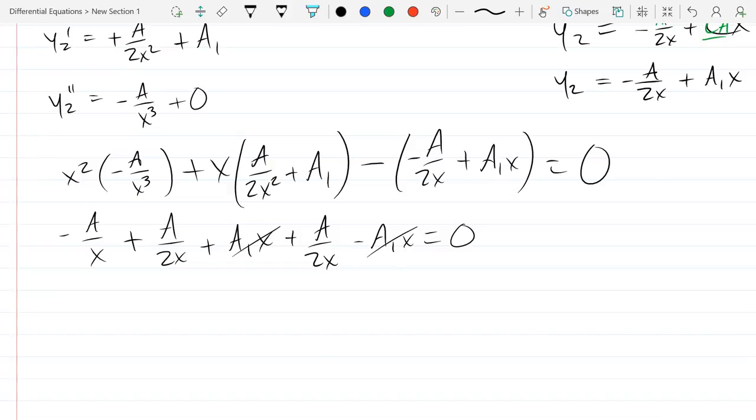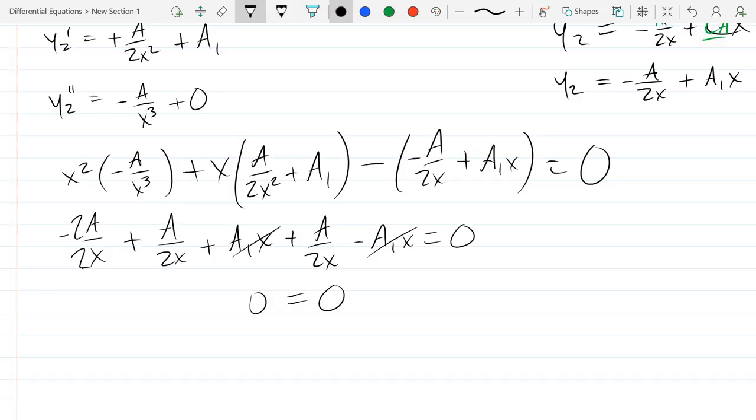And a... fractions suck. Here we go. Common denominator. And that cancels out completely also. So we got 0 equals 0. It wouldn't matter what A1 and A are. So it looks like you should pick up a constant on each antiderivative.